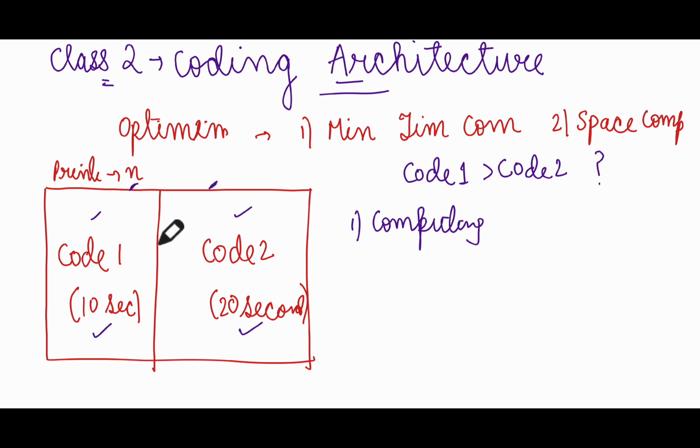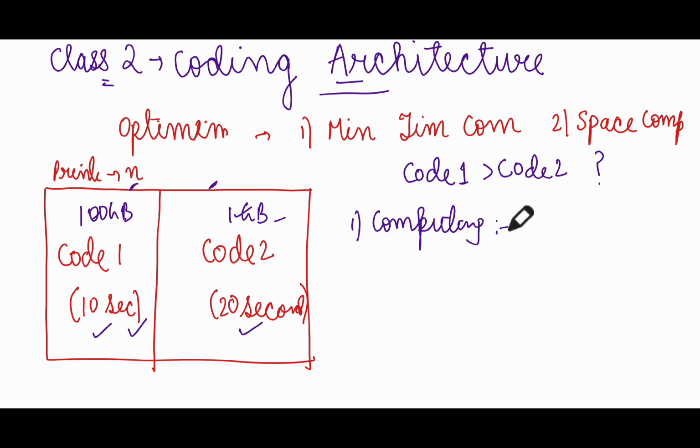For example, what if code 1 is actually very bad, but you are running it on a very good system? Let's say the GPU or CPU speed of this is very high, and it has 100 GB of RAM, and this one only has 1 GB of RAM, and that's why it is taking 20 seconds, while this one is still taking 10 seconds. So even with 100 GB of RAM, this code is taking 10 seconds to run, whereas with 1 GB of RAM, the other is taking 20 seconds. So we can say that code 1 is technically not better than code 2.